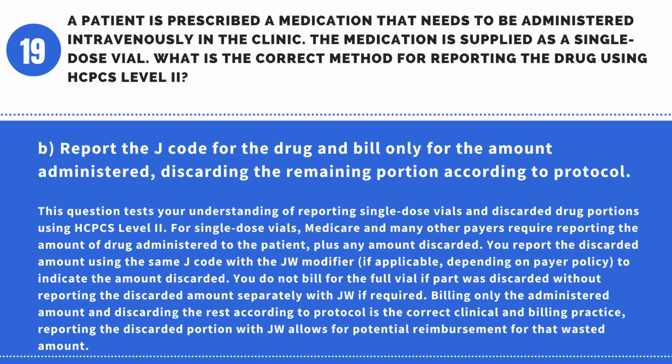Answer: B. Report the J code for the drug and bill only for the amount administered, discarding the remaining portion according to protocol. This question tests your understanding of reporting single-dose vials and discarded drug portions using HCPCS Level II. For single-dose vials, Medicare and many other payers require reporting the amount of drug administered to the patient, plus any amount discarded. You report the discarded amount using the same J code with the JW modifier, if applicable, depending on payer policy, to indicate the amount discarded.